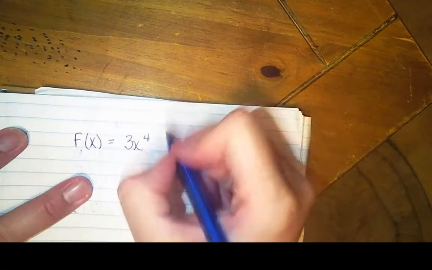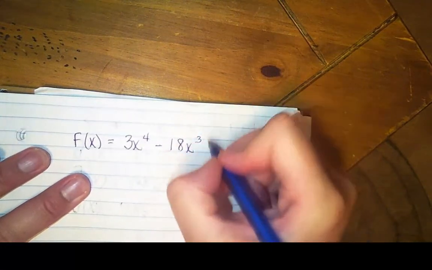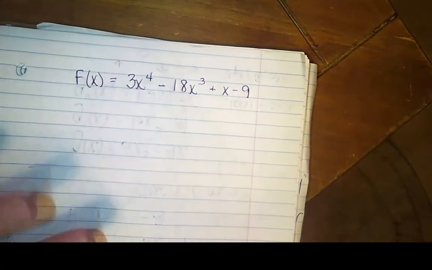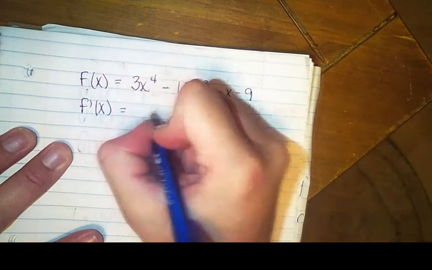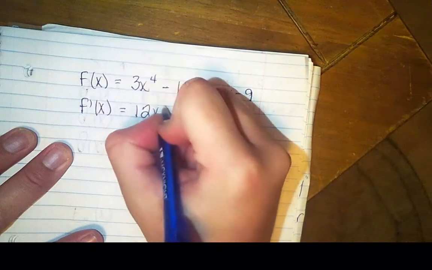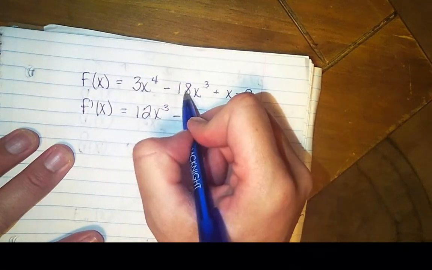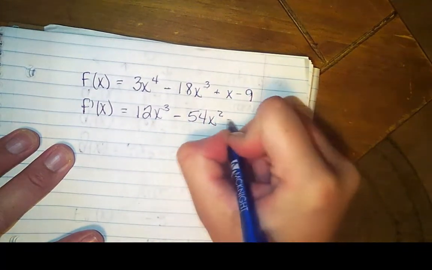I have 3x to the 4th minus 18x to the 3rd plus x minus 9. Okay, I'm asked to determine the concavity of the function. So I need to take two derivatives. So 4 times 3 is 12x to the 3rd, minus 18 times 3 is going to be 54 x squared, plus 1.